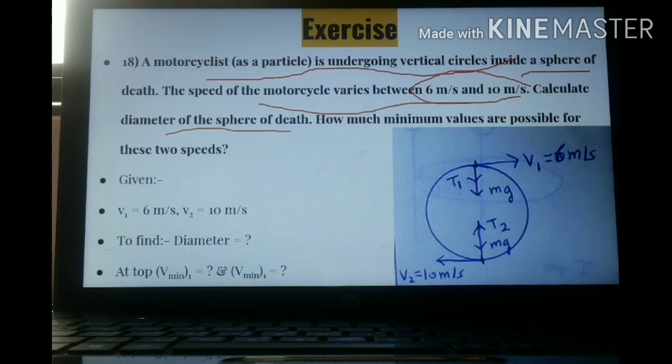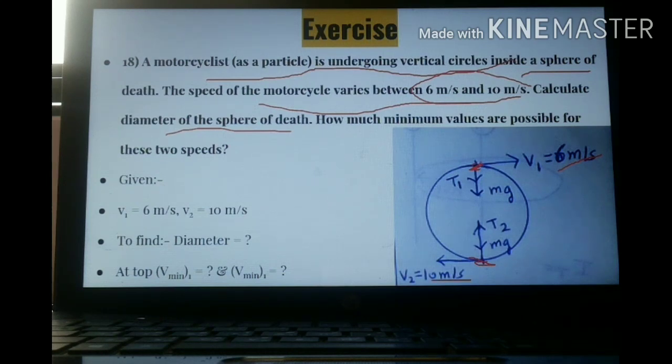We have to calculate the diameter of the sphere of death and what is the minimum value of these two speeds. Over here what is the minimum speed required, and over here which is the minimum speed required. This we have to calculate. Already they have given the speed v1 is 6 meter per second, v2 is 10 meter per second.